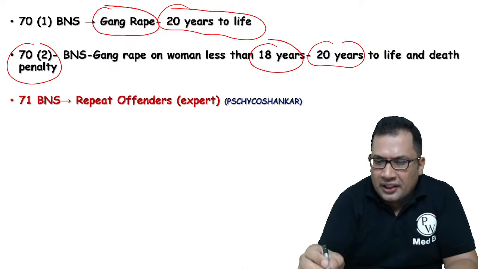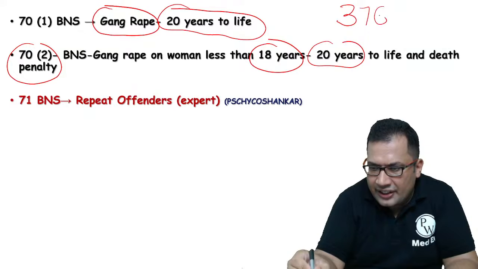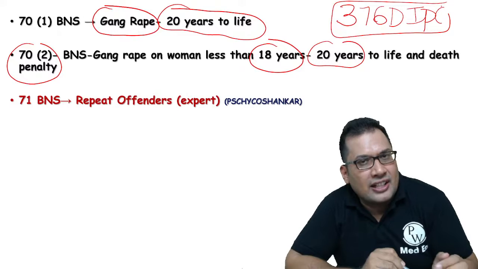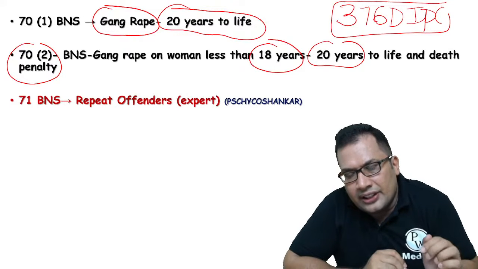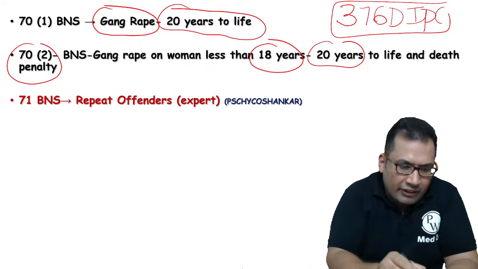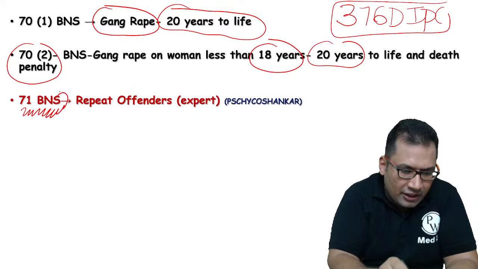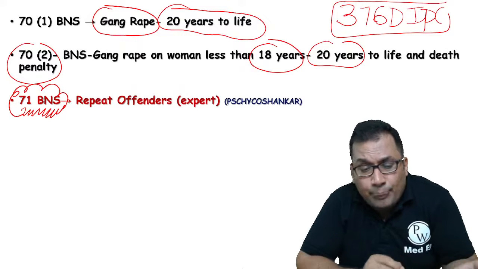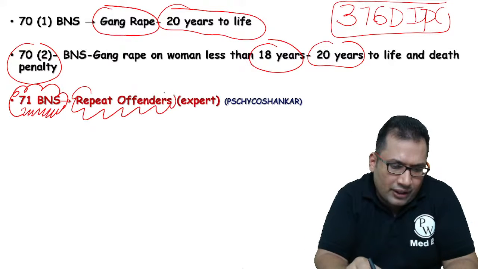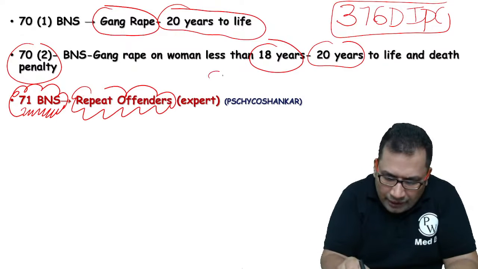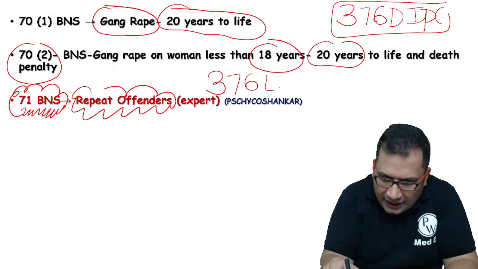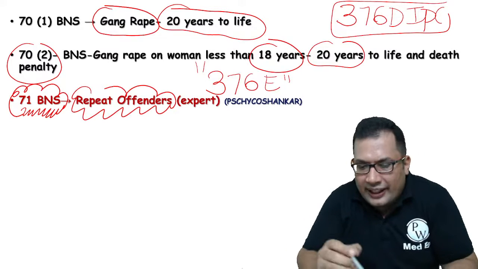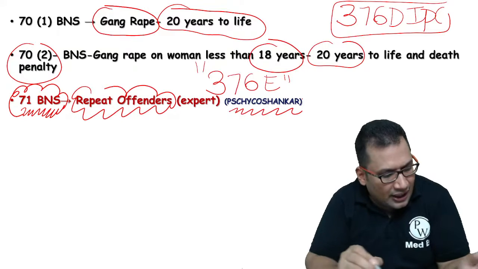So in general, it comes under 376D. We used to study, right? D for Delhi gang rape, 376D. So 70 is equal to gang rape. 71 BNS, Bharatiya Nyaya Samhita, is for repeat offenders. Previously it was 376E. E for expert offender, we used to study, right? Like for example, the SLA case.